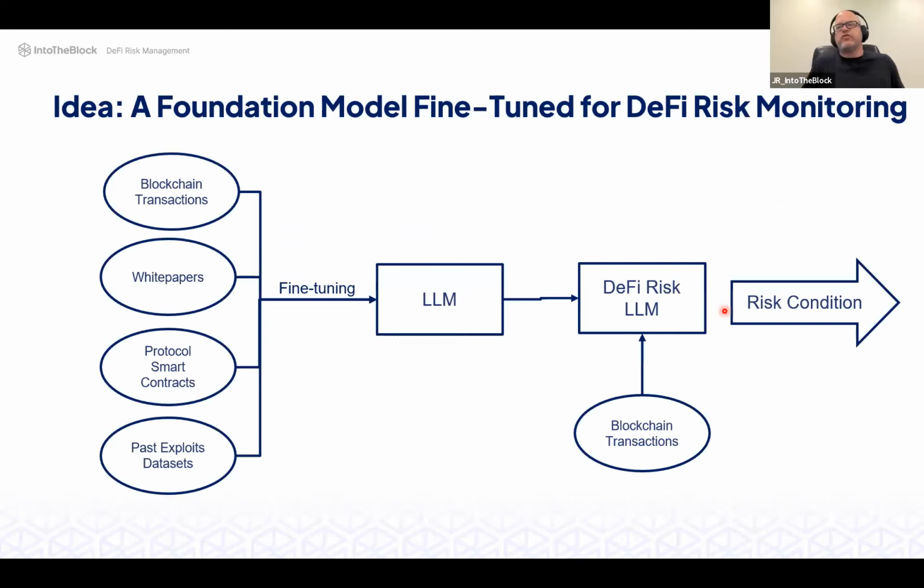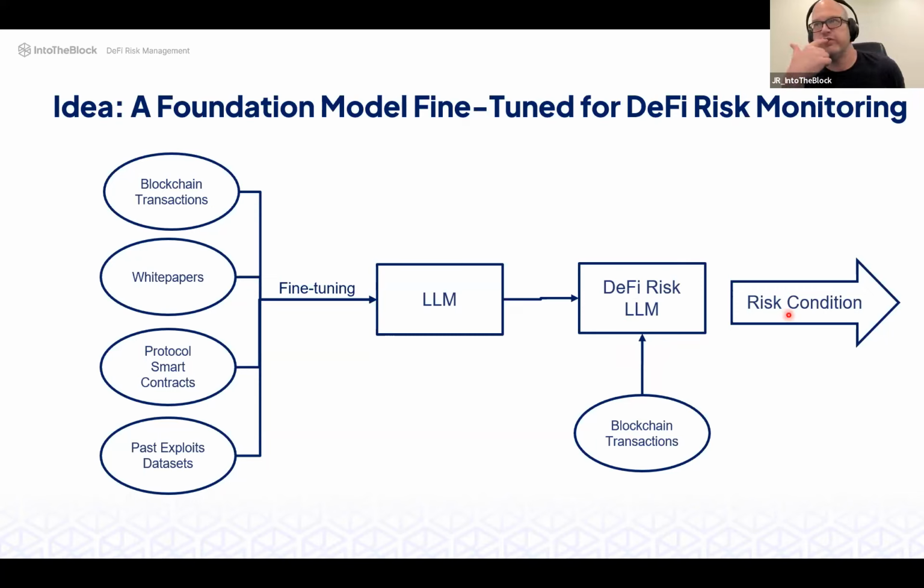So here's the idea. Imagine that you take all the white papers about DeFi protocols, all the smart contracts, because these models are good at coding, they understand Solidity and things like that, all the blockchain transactions, and also past exploits, right? All the history of all the hacks that have happened, the blockchain records of that. And you fine-tune an LLM for that. What you're going to get is a foundation model specialized in DeFi risk. And then you can feed it different blockchain transactions and identify if there is a risk condition.